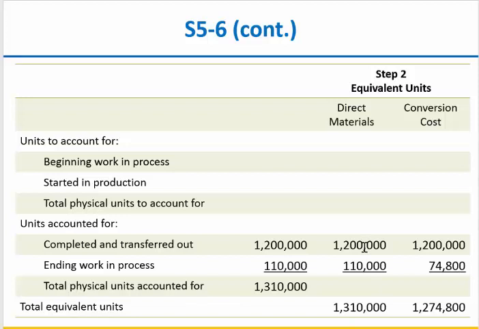Okay, I'm talking about the equivalent units regarding their status. I add all these equivalent units in each cost column. So for the direct materials, I add 1,200,000 to 110,000. I end up with 1,310,000. If I look at the conversion cost, I can add 1,200,000 to 74,800. So I get the total equivalent units in the conversion cost. So that's how you figure out all these equivalent units. And it's very easy to follow, very important in the meantime.